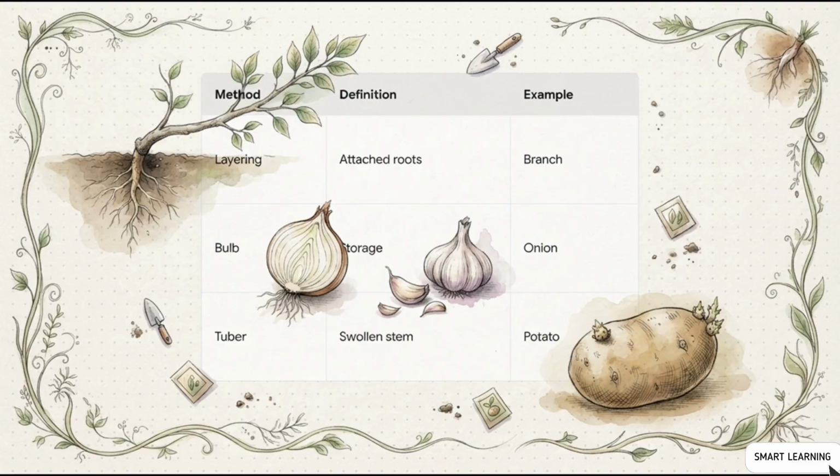Pretty wild, right? Then you've got bulbs. Think of an onion or a clove of garlic. These are actually modified underground storage structures with fleshy layers that can just sprout a completely new plant. And finally, tubers, like your standard potato. A tuber is just a swollen underground plant structure meant to store food. You know those little eyes you see on a potato you left in the cupboard too long? Those are actually buds that can develop into brand new shoots. So yeah, your kitchen pantry is literally full of asexual reproductive structures.